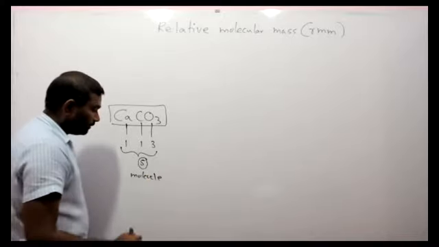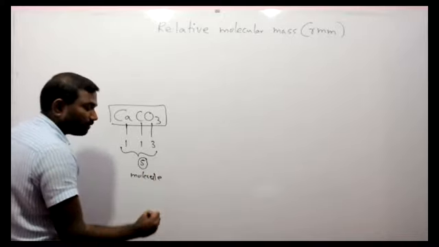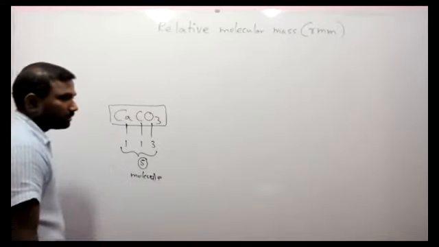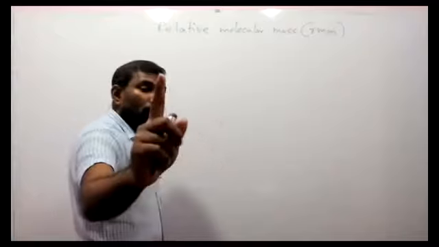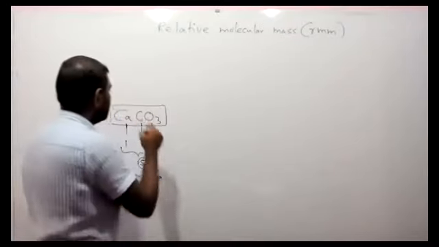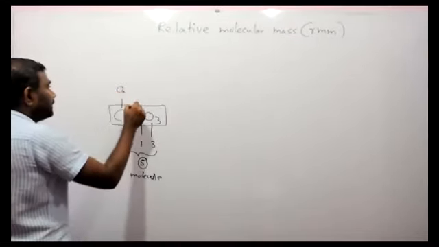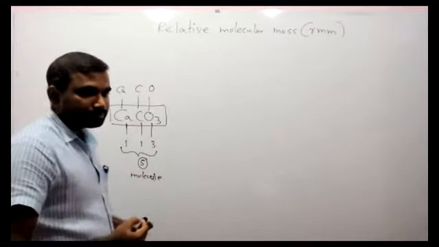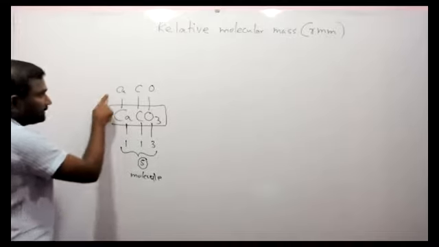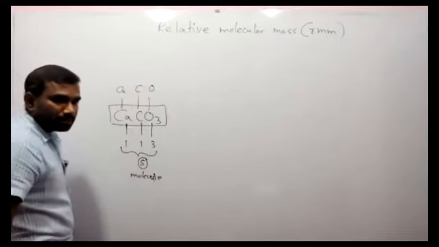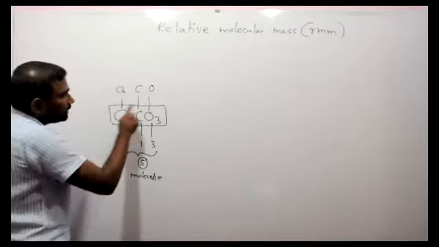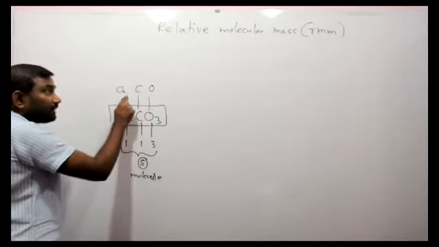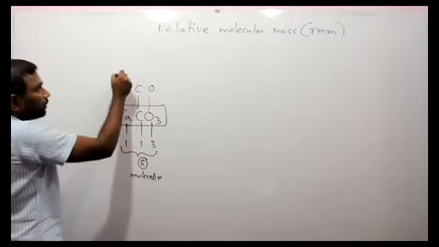How do you define a molecule? From the chemical combination of two or more atoms, a molecule forms. From the chemical combination of two or more elements, a compound forms. Here you have the calcium element, the carbon element, and the oxygen element. So you have 3 elements. Therefore this is a compound.